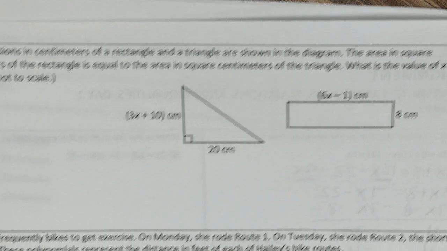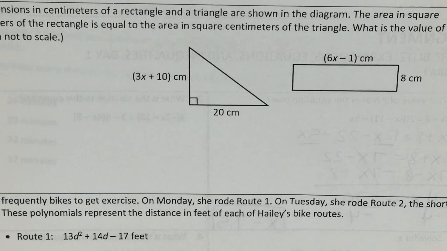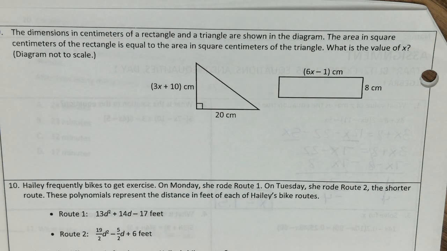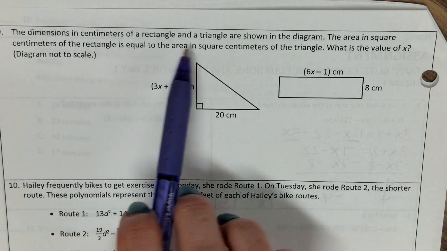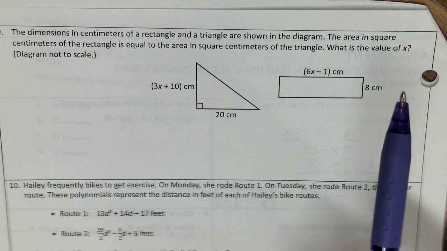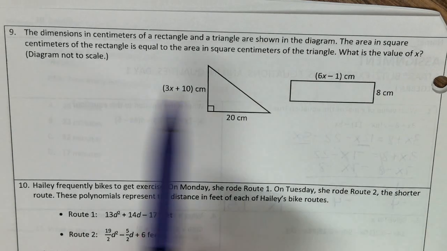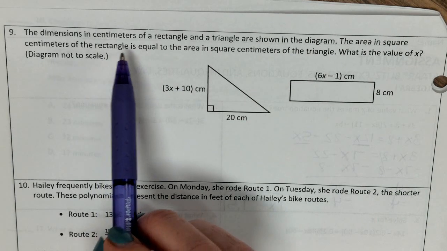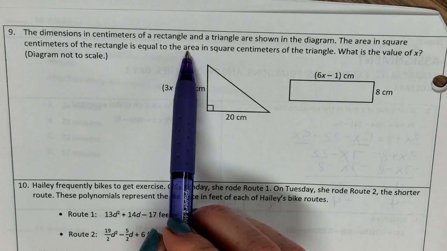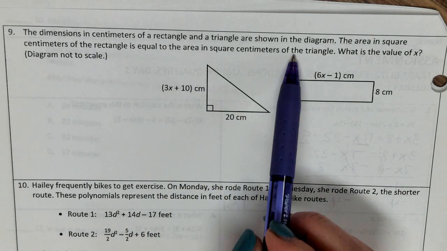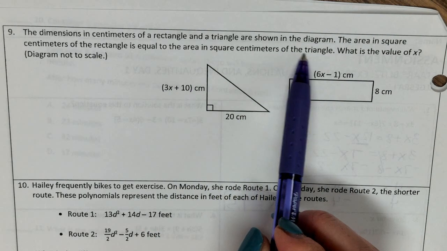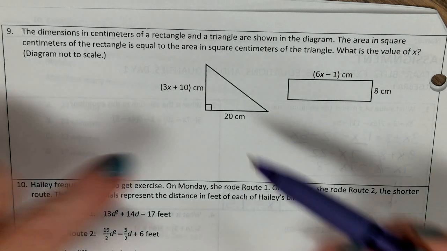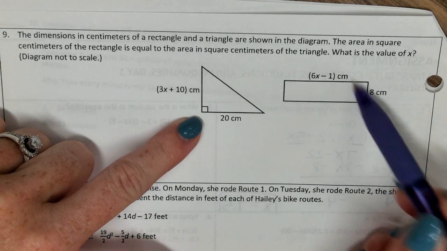I have seen this type of question pop up on the EOC very, very often, so you need to make sure you understand how to set this up. It says the dimensions in centimeters of a rectangle and triangle are shown. The area of the rectangle is equal to the area of the triangle. So they're basically saying this area equals this area.